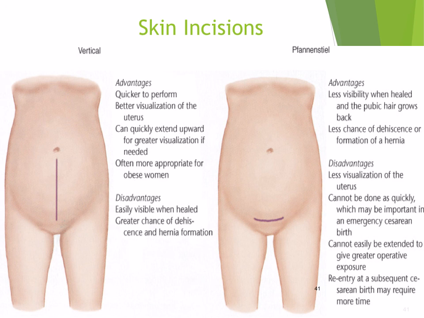For skin incisions, we typically see that low transverse incision over the bikini area again, but due to other reasons such as extreme prematurity or better visualization of the uterus, other skin incisions might be required, such as the vertical incision that we're seeing in slide 41.